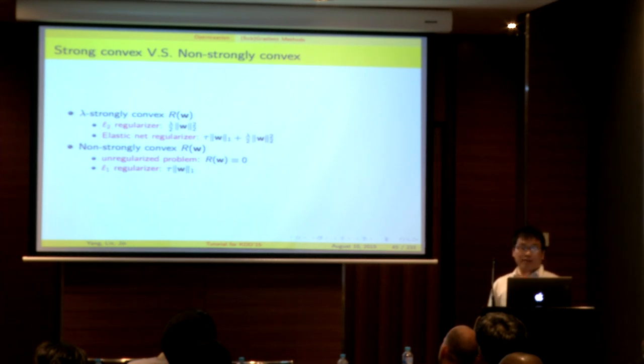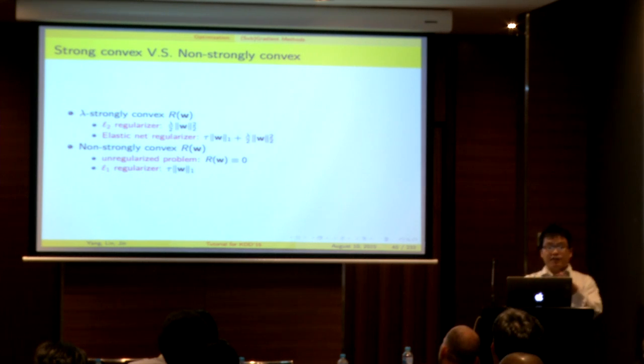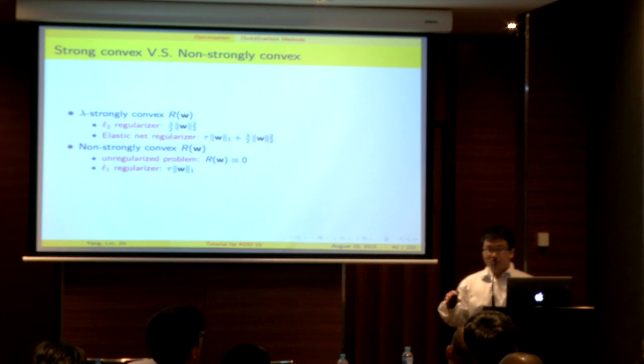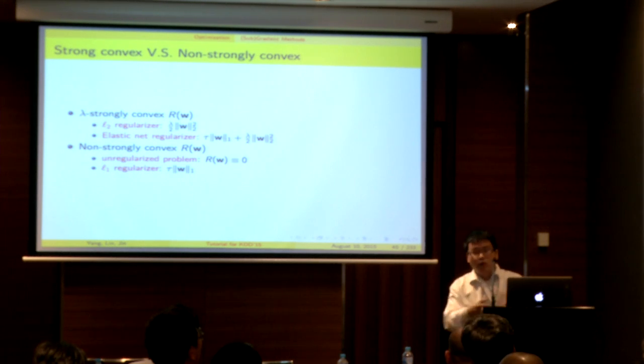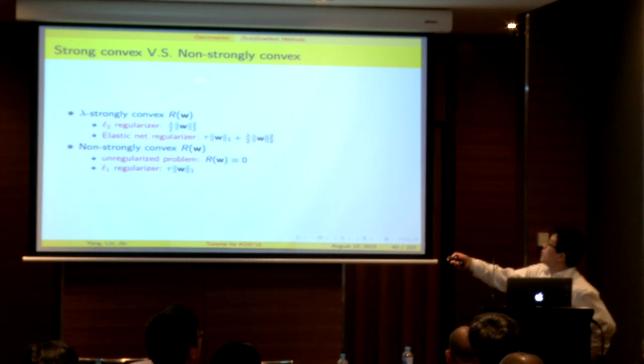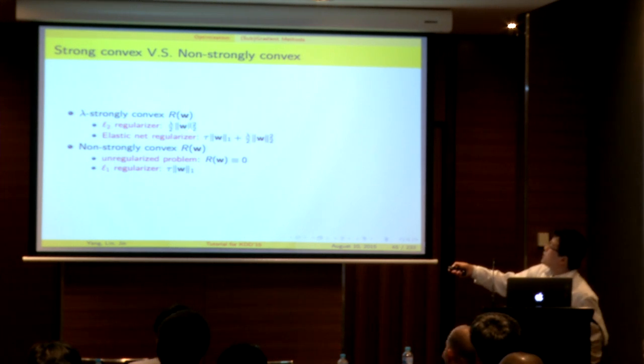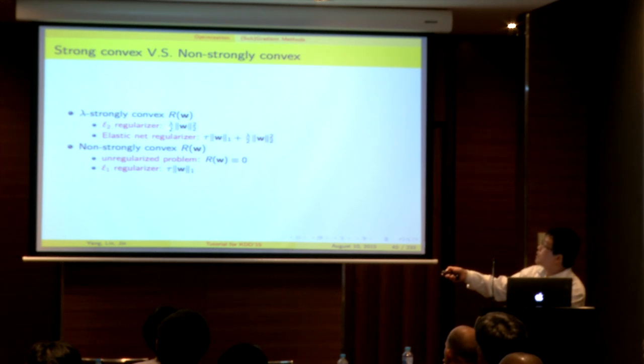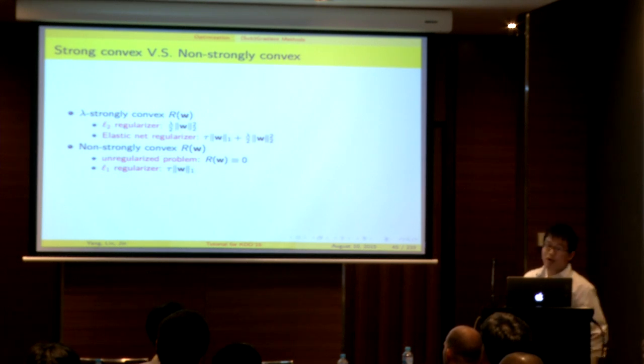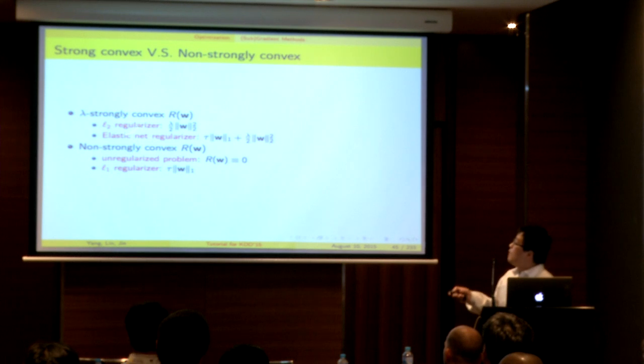Then let's talk about strong convexity. As Tianbao introduced, if the function is strongly convex, it means that you not only have a lower bound, you actually have a quadratic lower bound. So here, this function, the squared Euclidean norm, is strongly convex. We call it lambda strongly convex. This lambda refers to the same lambda here. It's the strong convexity parameter. And also, the elastic net is strongly convex.